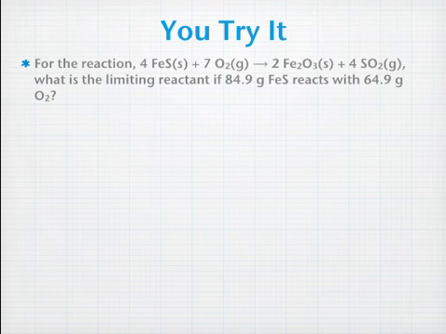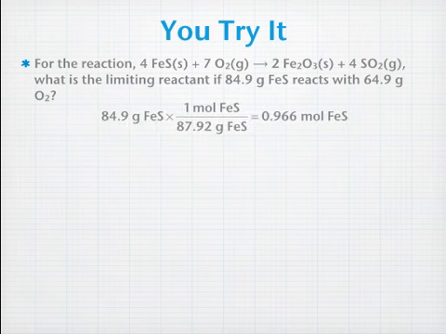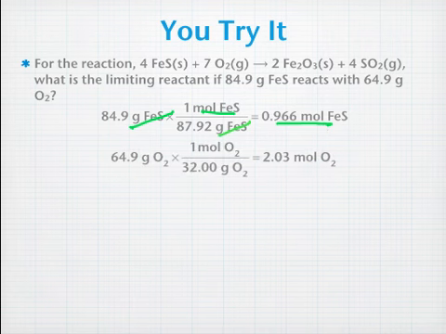For this reaction now, we have 84.9 grams of iron 2 sulfide. I hope you remember that name. Multiply by 1 mole of iron 2 sulfide over the molar mass. Of course, the grams cancel, leaves us with moles of iron 2 sulfide, and with 0.966 moles of iron 2 sulfide. For the oxygen, we have 64.9 grams of oxygen. Again, oxygen is diatomic, so 32 grams per mole. Cancel out the grams, and that leaves us with 2.03 moles of oxygen.